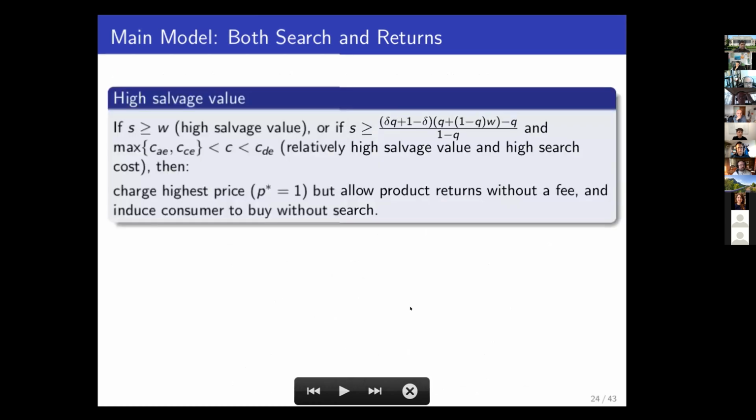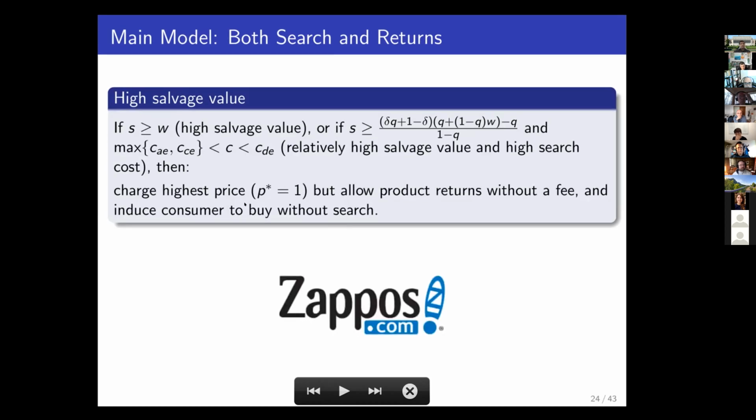So when we solve this, what do we get? One is the case of high salvage value. If salvage value is high relative to search cost, then the firm can charge the highest price possible, which is 1, but allow product returns without a fee. Okay, and then induce the consumer to buy without search. And this is basically the Zappos case. This is what Zappos is doing, and one could imagine that yes, the salvage value on unused shoes is pretty high, and the cost of search is not so small.